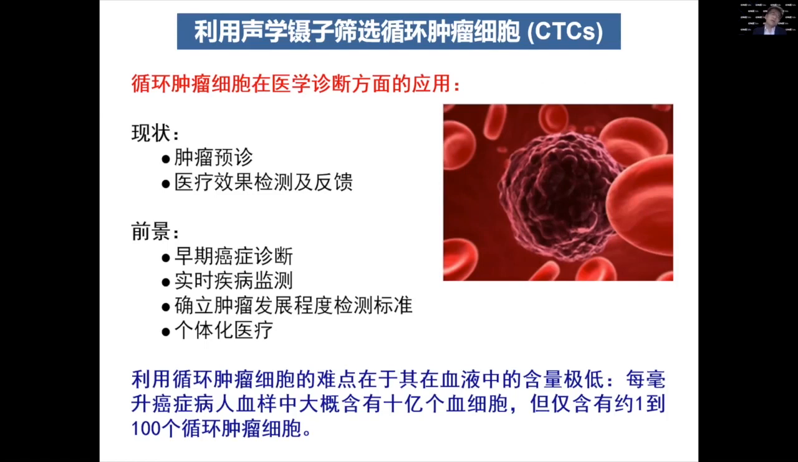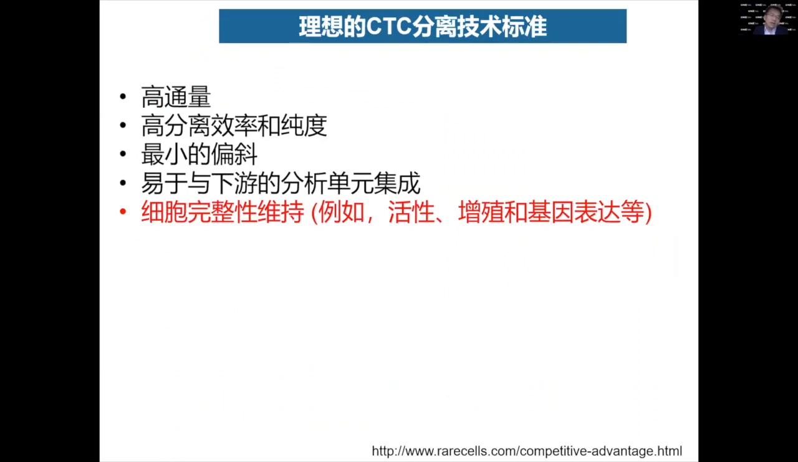But the difficulty is that circulating tumor cells are very, very rare. In 1 milliliter of blood, you have 1 billion cells of different kinds of blood cells, but you only get a few, 1 to 100, sometimes 0, circulating tumor cells. So how do you find those very few cells among a lot of cells? That's a big challenge. Although there are a lot of technologies, especially microfluidic technologies, that can do that, we think our technology has an important advantage.